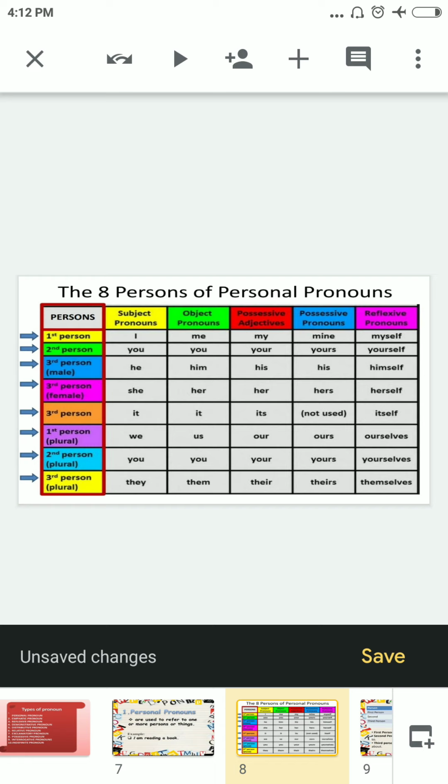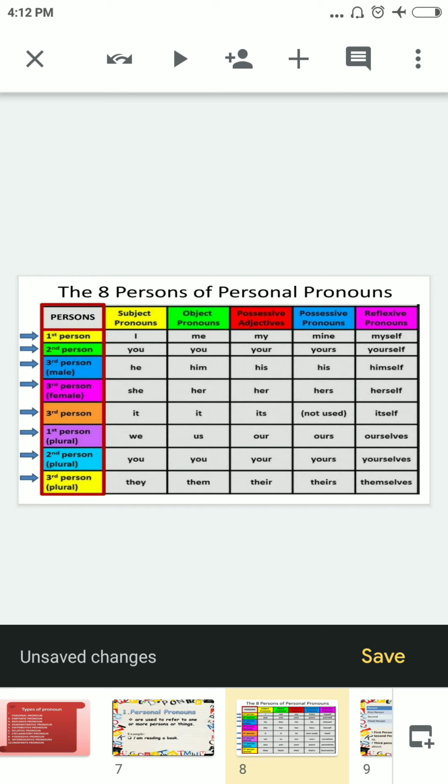You can see here a table in which we have the persons also. Here the very first person has been given. If we use the first person as a subject pronoun, then we have to use I. If we use the first person object pronoun, then we use me. First person possessive adjective, my. First person possessive pronoun, mine. First person reflexive pronoun, myself.